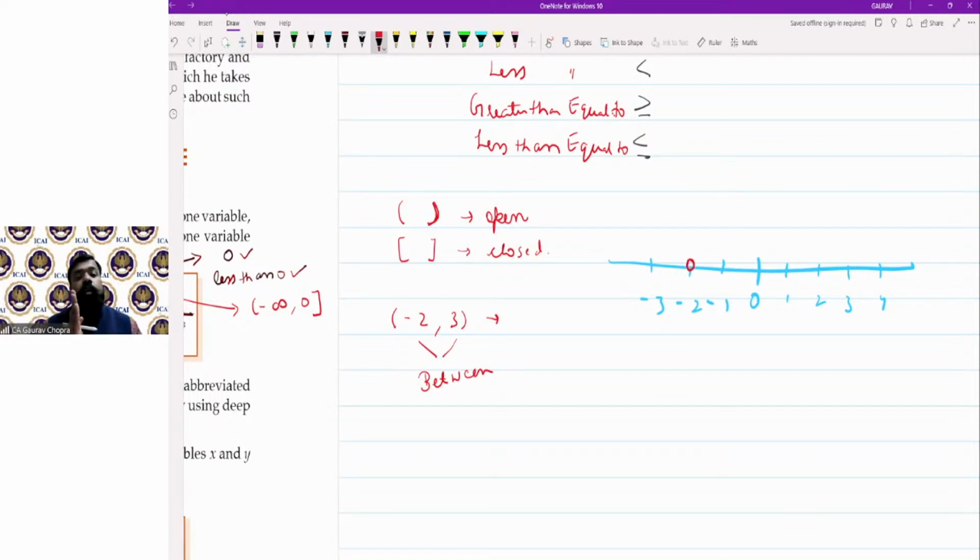That means we can include 1.99, 1.98, but not 2. We will not include 2. Similarly, on the other side, 3 should not be included. Less than 3 can be included. 2.95 can be included, 2.98, 2.99, but not 3.